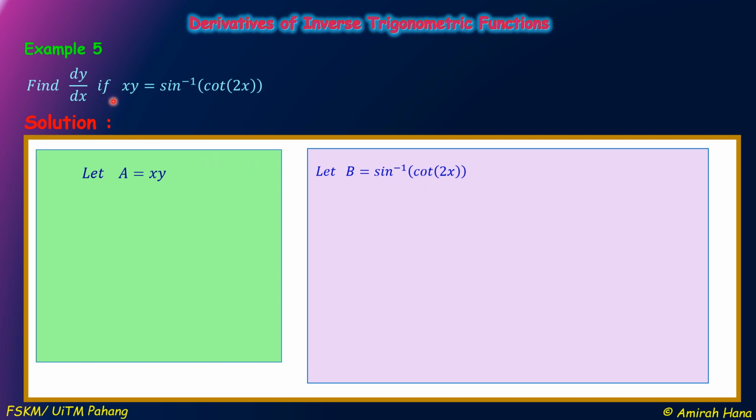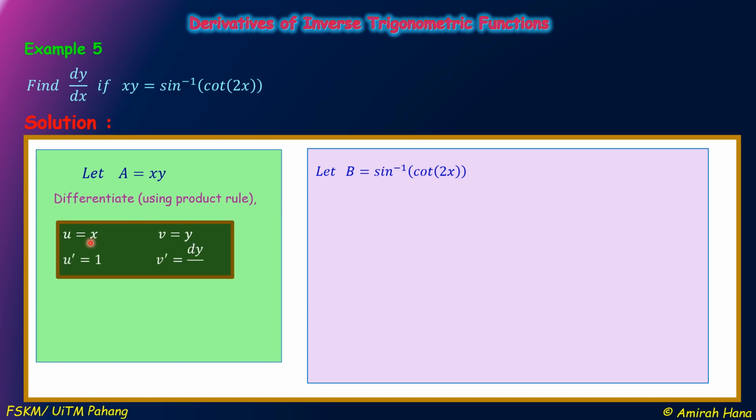To differentiate xy, we can use the product rule because this is a multiplication function. x is a variable and y is also a variable. From the product rule formula, we need to identify u and v. Our u equals x and v equals y. Then we need to differentiate u and v. When we differentiate u, we have u prime, and when we differentiate v, we have v prime.